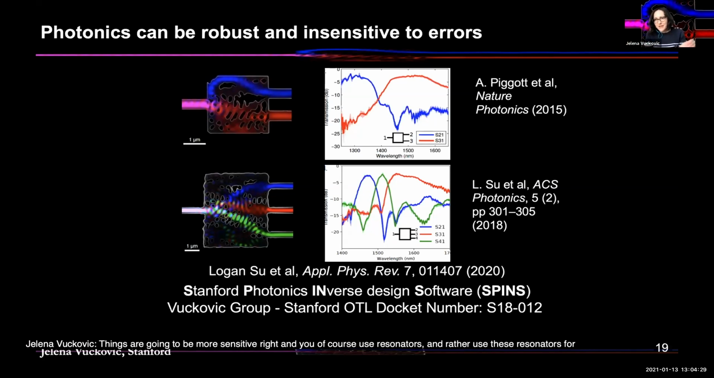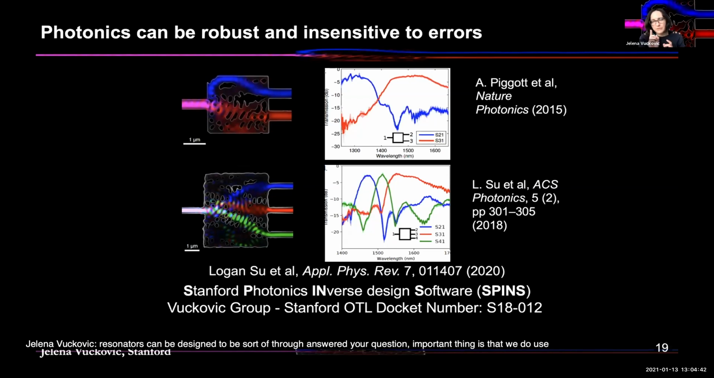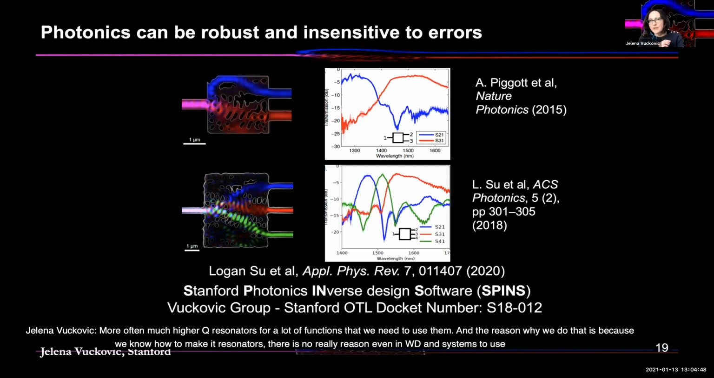I mean, of course, we use resonators. Andrea uses resonators for sensing molecules, right? So that's exactly why we use the resonators, because they're very sensitive to the environment. To answer your question, the important thing is that we do often use much higher Q resonators for a lot of functions that we need to use them. And the reason why we do that is because we know how to make high Q resonators.